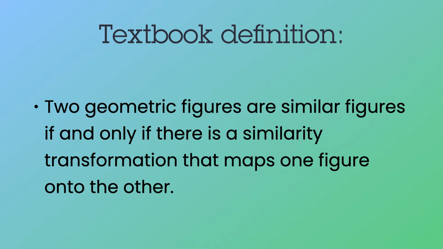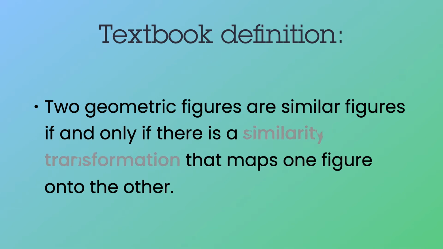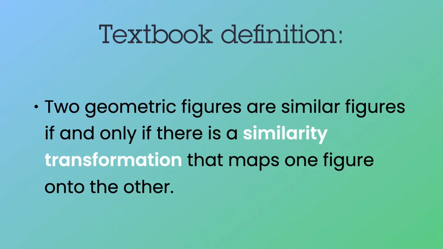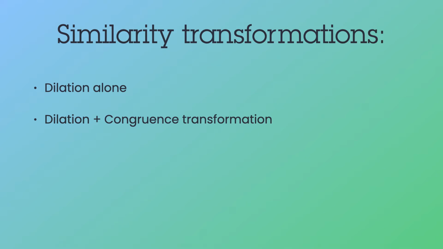Now this is an overly complicated definition, but my biggest issue with it is that we're defining similar figures using the phrase similarity transformation. If you don't know what similar figures are, how are you supposed to know what a similarity transformation is? So basically, similarity transformations involve dilations. You can have a dilation alone or a dilation plus a congruence transformation.